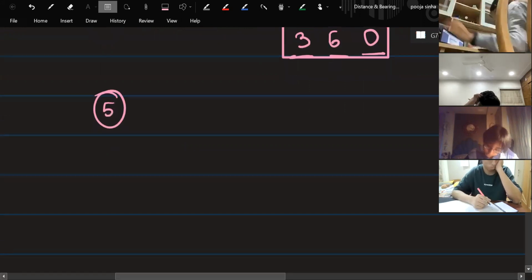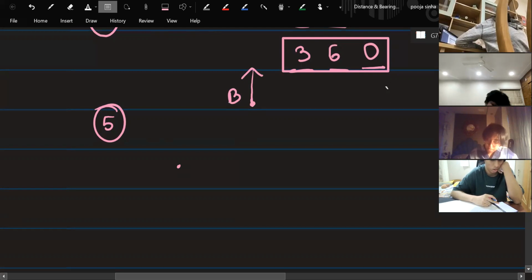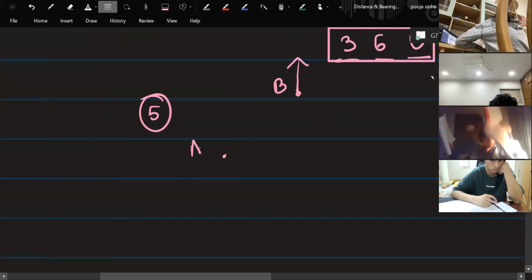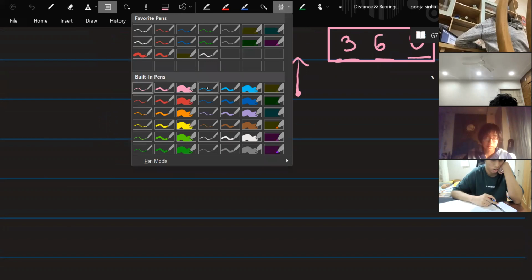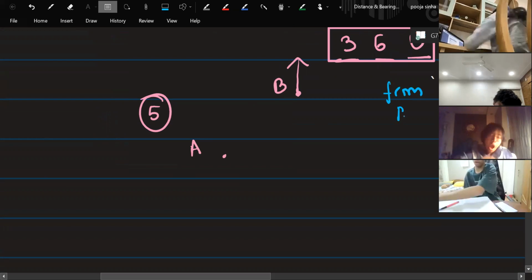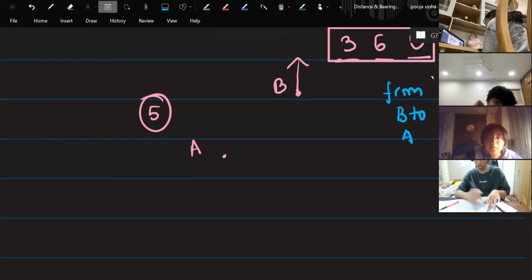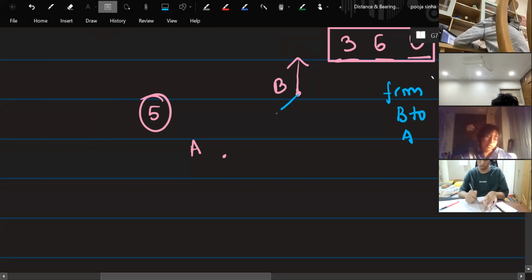Okay, Tanishka and Ayan, coming back. See, suppose I have a point here, and it is asking you to find from B to A. Now look, this is very, very important what I'm telling you now. From B to A. So where did I make my arrow? North arrow. Where did I make it? At A. From B, then I have to measure.